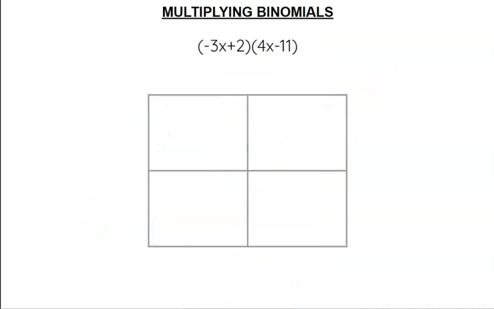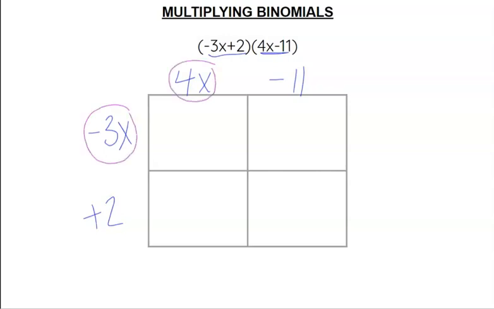All right, let's try another example. So again, we're going to start by setting up our boxes. We've got negative 3x plus 2. And then on the top, we'll do our other parenthesis, 4x minus 11. Now we will multiply. We'll do negative 3x times positive 4x. So we do negative 3 times 4, which is negative 12. x times x is x squared. So we get negative 12x squared.